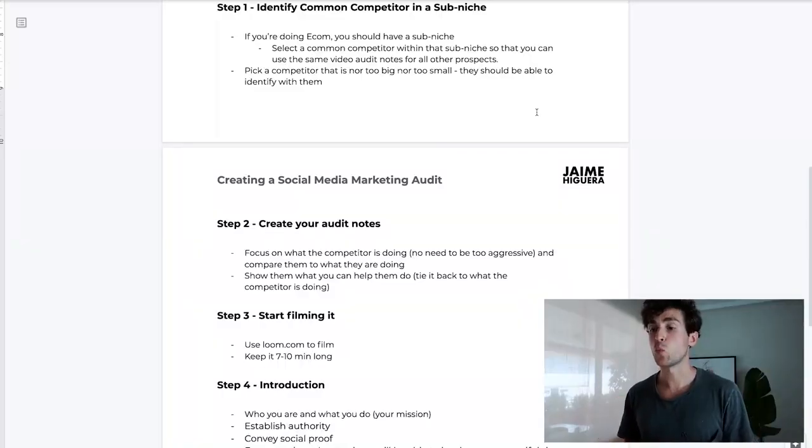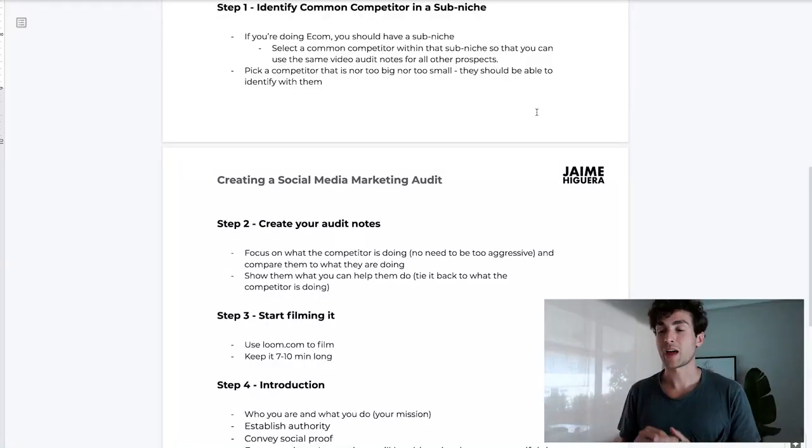So that is the first thing. You want to compare them to what the competitor is doing. And the second thing you want to do on those audit notes is you want to show them what you can help them do. Okay. And the cool thing about this is you can just tie it back to what the competitor is doing and show them how you can help them achieve that, and even better, right? So you don't need to reinvent the wheel, right? You can literally just say, hey, I can help you do this, this, and that, which are very similar things to what the competitor is doing, and help them understand that you can do that for them and even find an edge to tap into the competitor's weaknesses. So that is the second step.